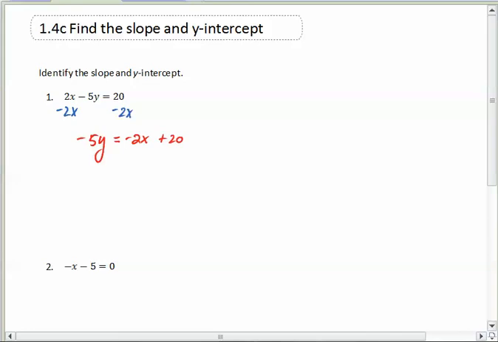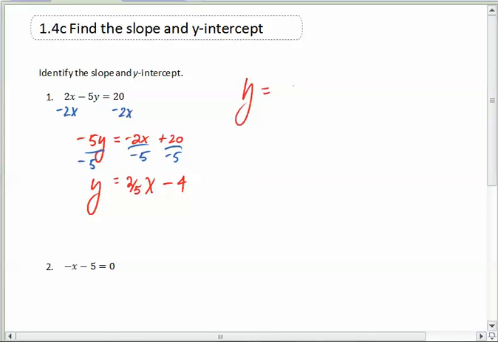At this point, we're going to divide by negative 5. And dividing by negative 5 on the right really does mean that each term gets divided by negative 5. So this looks like this. 2/5 is the slope, there's the x, and we're going to have a negative 4 in that position.